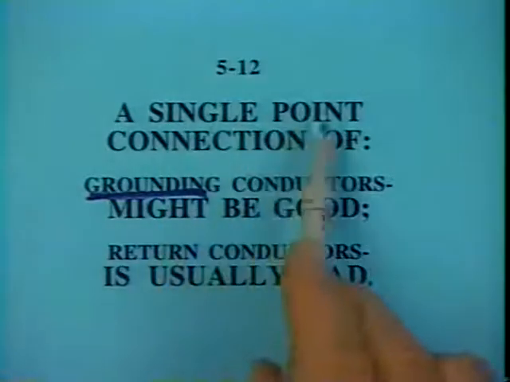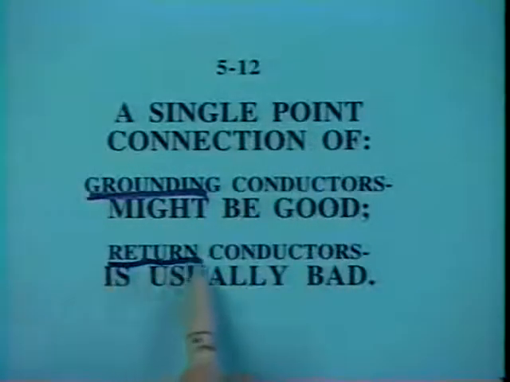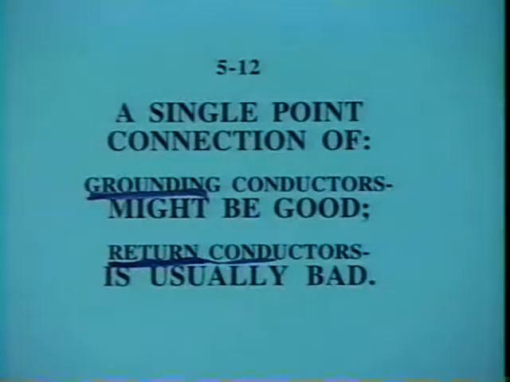But a single point connection of return conductors, 90% of the time, that's a bad thing to do. It can be a very bad thing to do. It can be a disaster. So you see, we have to be clear now. When we're connecting conductors to a single point, are they non-current carrying grounding conductors, or might they be actually current carrying return wires that we have mislabeled as grounding conductors?